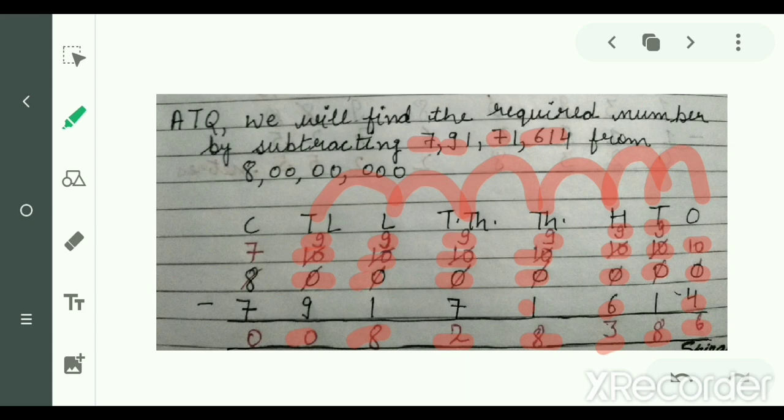So at the crore place we have 8. 8 has become 7 because it has given one borrow to the digit at the 10 lakh place. So 7 minus 7 here we have 0. So our resultant required answer is 8,28,386.